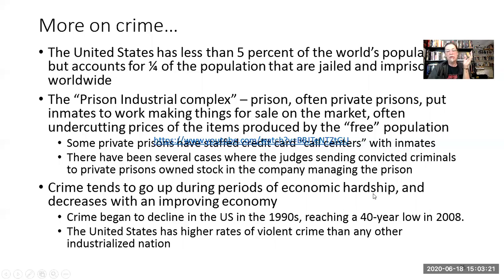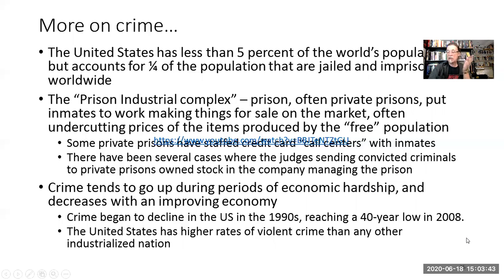So the crime rate seems to be related to economic conditions. It began to go down in the U.S. in the 1990s. Things were rather prosperous. The economy was growing. The federal budget was even balanced briefly by President Clinton. Crime reached a 40-year low in 2008.